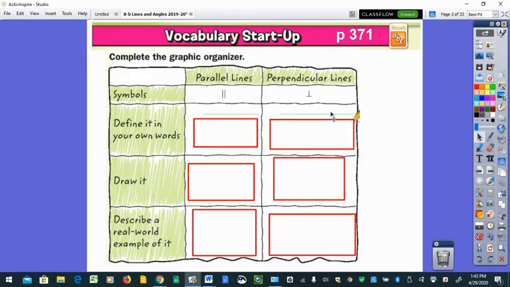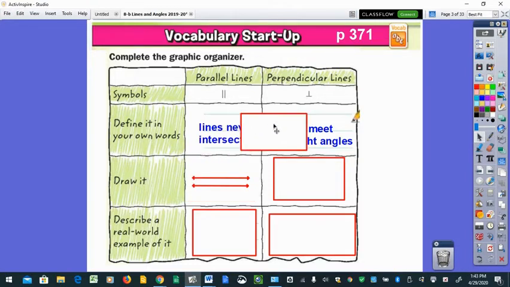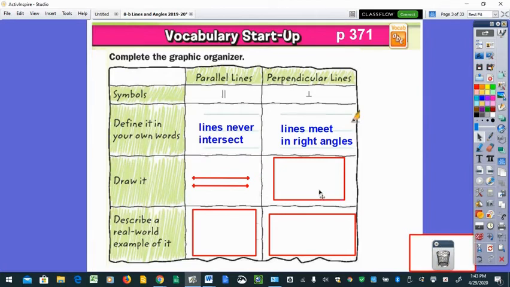Before we move forward, let's just remember some symbols and some language. Parallel lines, this is the symbol. Perpendicular lines, it's an upside down capital T. The parallel lines look like train tracks. And what does it mean to be parallel? Parallel lines never intersect. They go on forever, but they will never cross each other. Perpendicular lines do intersect, they do meet, and they form right angles or 90-degree angles.